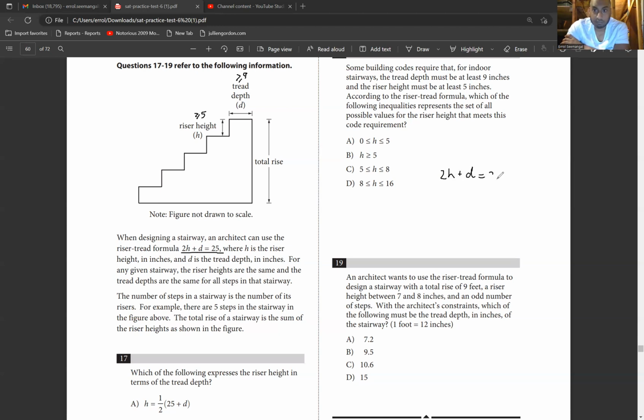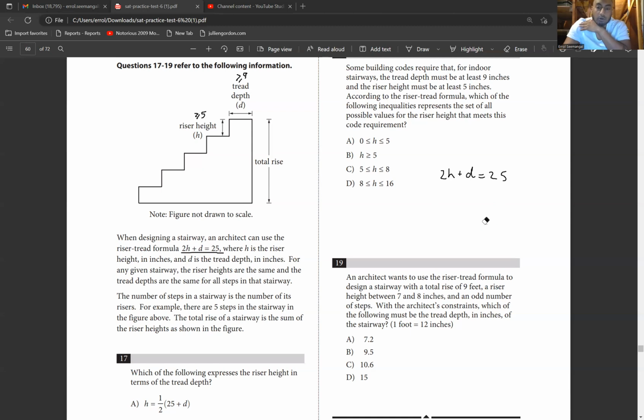equals 25. Now what? Would you plug in 5? If we plug in 5 right here, we get 10 plus D equals 25. D equals 15. That's the tread depth, which is not what we're looking for. Oh yeah, right. We're trying to solve for H. Yeah, sorry, I solved for the wrong one.